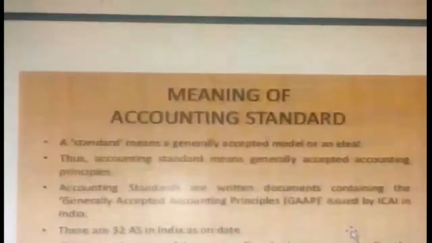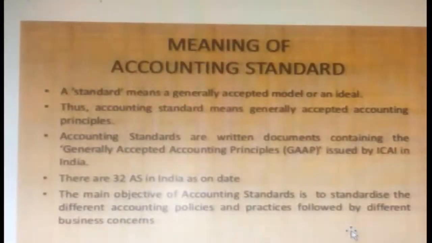Then the next topic is the meaning of accounting standard. What is the meaning of accounting standard, correct? As accountants, you have to follow some standard, some uniformity, rules and regulations, correct. A standard means a generally accepted model or an ideal. It is accepted globally or universally, correct. Thus accounting standard means generally accepted accounting principles, correct. The accounting standards are written documents containing the generally accepted accounting principles, correct. That is GAAP, issued by ICAI. What is ICAI? Institute of Chartered Accountants of India, in India. There are totally 32 accounting standards in India as on date.